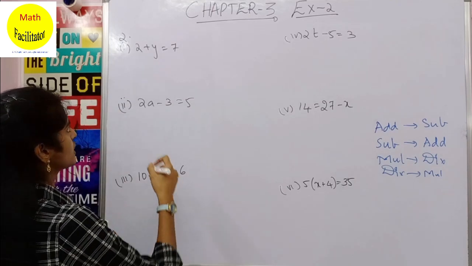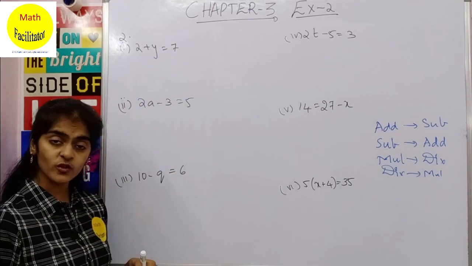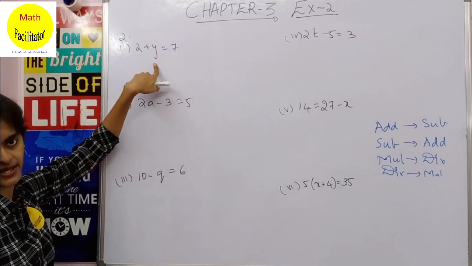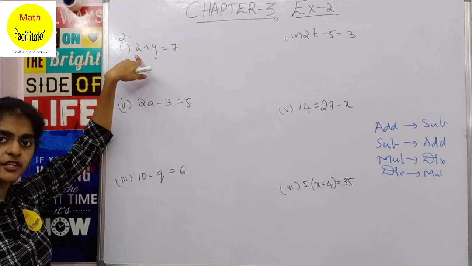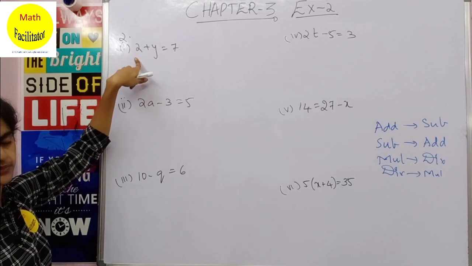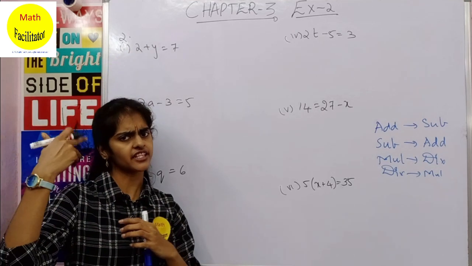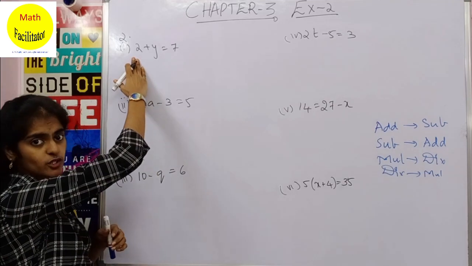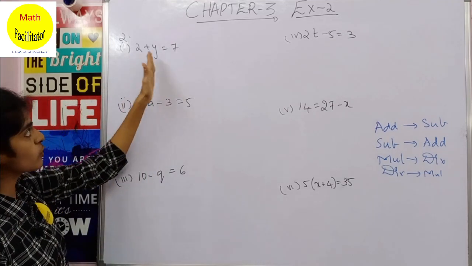So you have 2 plus y is equal to 7 and you want the value of y. What is extra here? You have plus 2 extra here, right? So how will you solve this? Initially, without transposing, since you have plus 2 extra, you would have subtracted 2 on both the sides.